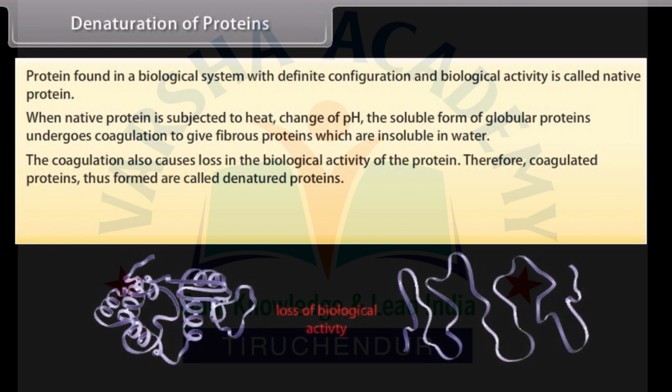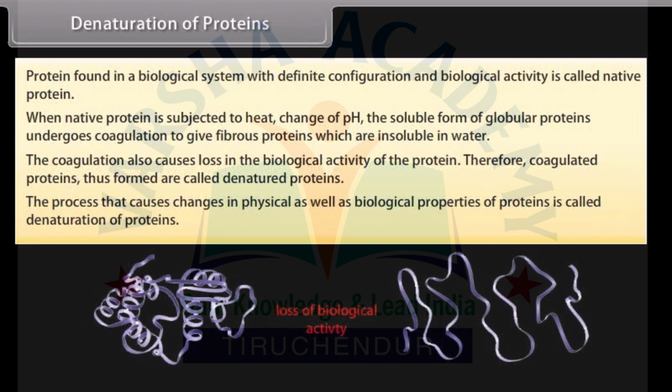Therefore, coagulated proteins thus formed are called denatured proteins. The process that causes changes in physical as well as biological properties of proteins is called denaturation of proteins. For example, coagulation of egg on boiling and curdling of milk.